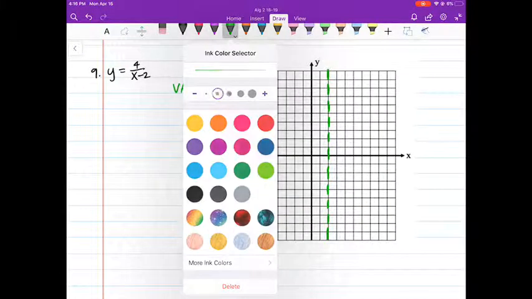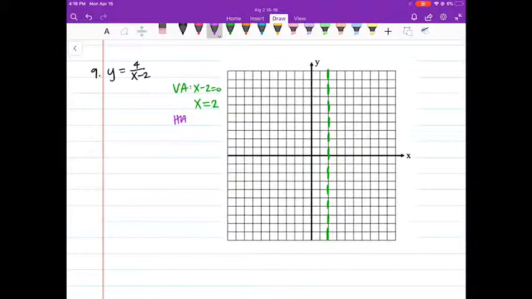Next, I want to consider my horizontal asymptote. When I consider my horizontal asymptote, if I don't have a k, I think about my degrees on top and bottom. My degree on top is 0 because I technically have an x to the 0th attached. And my degree on bottom is 1. I've got x to the 1st. So, since my degree on my denominator is greater than my degree in my numerator, I automatically have y equals 0 for my horizontal asymptote. So I draw that in.